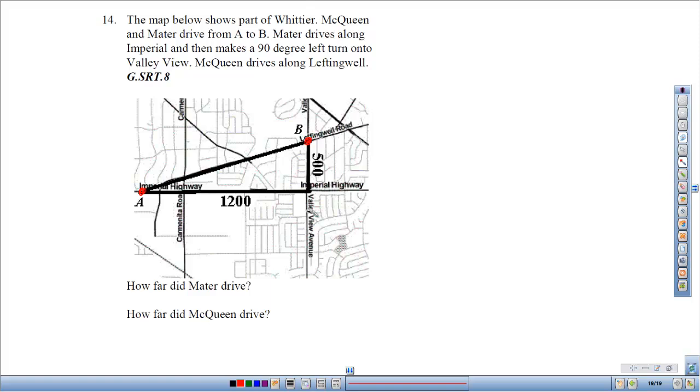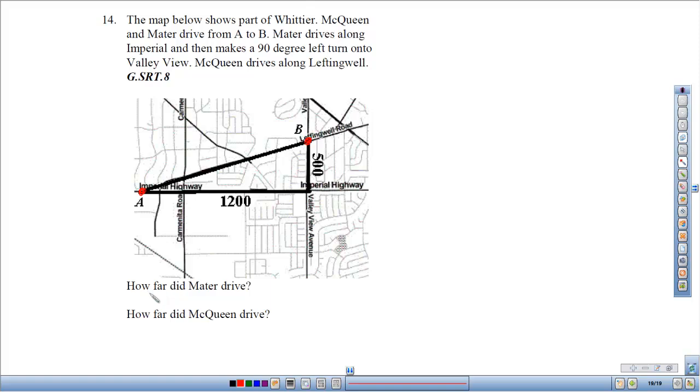Okay, what do you think? McQueen takes the shorter route? Yeah. So here's the question for this problem. I'm going to warn you, the question on the real test is similar to this, but they're going to ask you a different question, and you should read that question and make sure you answer their question. It won't be exactly this question.